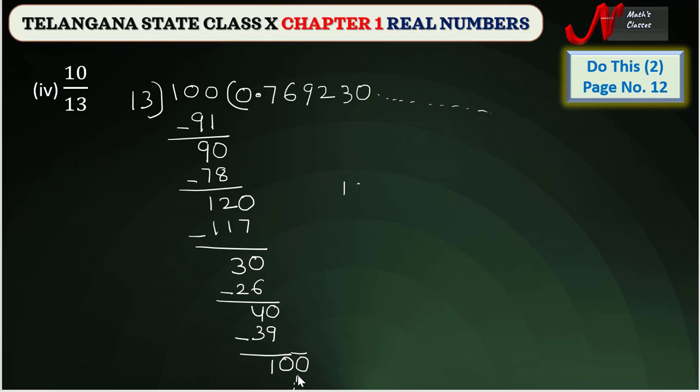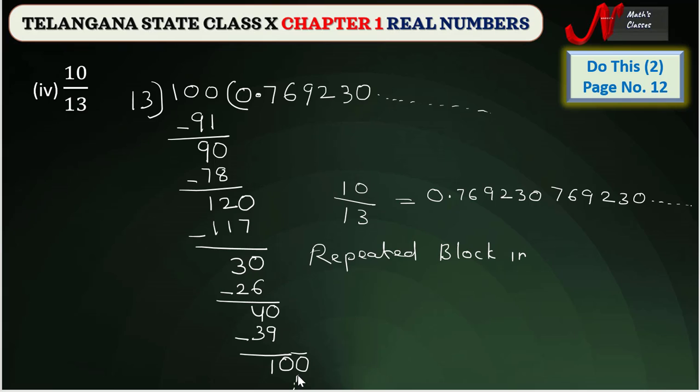So 10 by 13 can be written as 0.769230. Because this block is repeating, we can write 769230769230, and this process will continue. So here the repeated block in the quotient is 769230. By observing the given rational number, the denominator is other than 2 or 5.